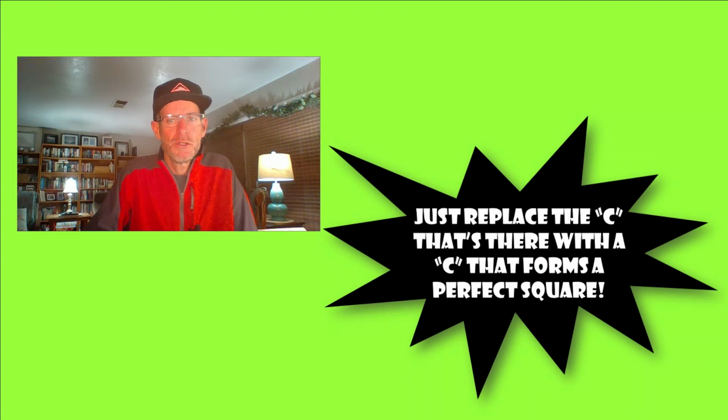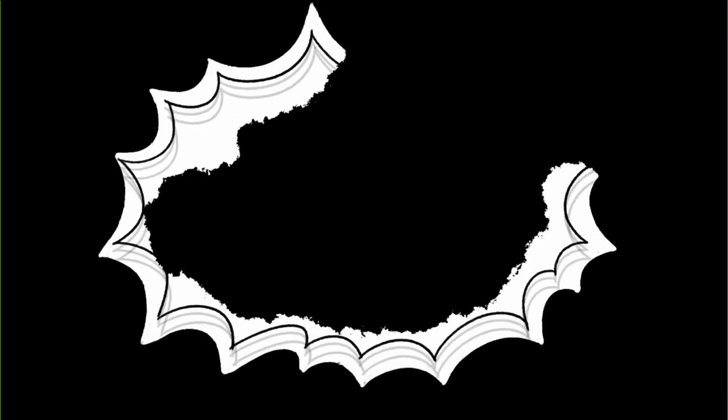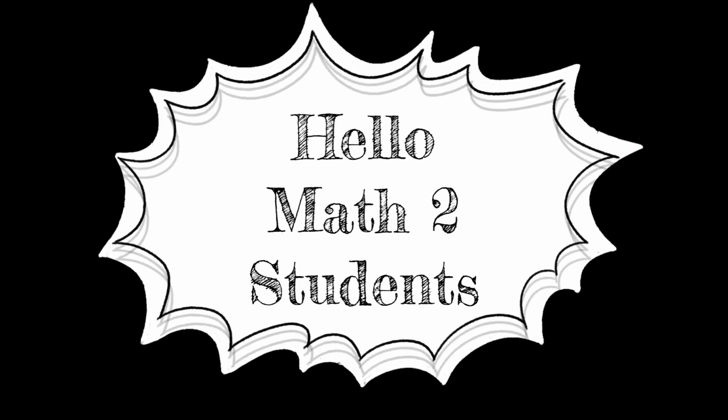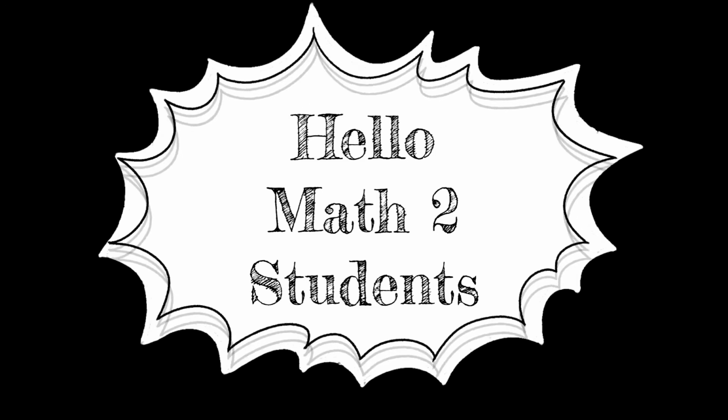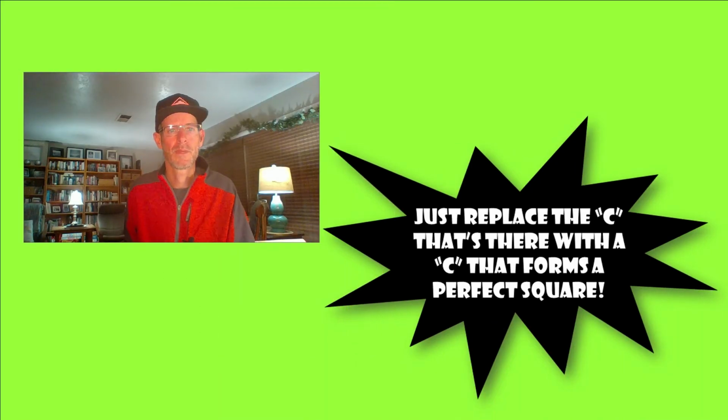Hello Math 2 students. Today we're going to use completing the square again. But the reason we need to use it today is we want to change an equation that's in standard form into an equation that is in vertex form. We've changed an equation in standard form into an equation in vertex form before without using completing the square.